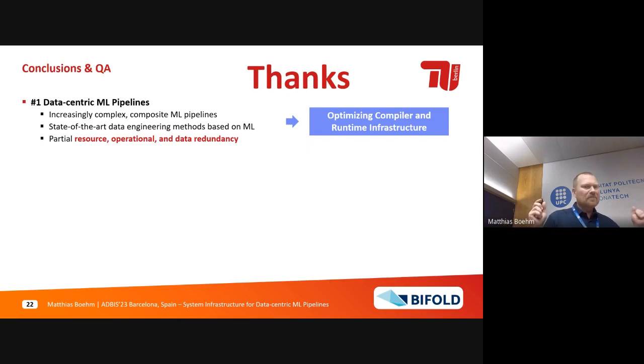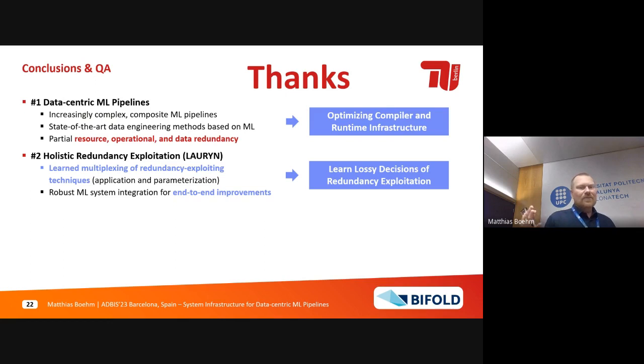Quickly wrapping up, first, data-centric ML pipelines are very important because we want to create data sets that have good coverage and improve our end-to-end applications. They are increasingly complex and hierarchically composed out of ML primitives. And the more complex those pipelines are, redundancy in terms of data and operations is inevitable, which motivates system infrastructure for optimizing compilers and runtime infrastructure. And in Loreen, we are trying to learn the lossy aspects of it and automatically provide system infrastructure for the lossless aspects.